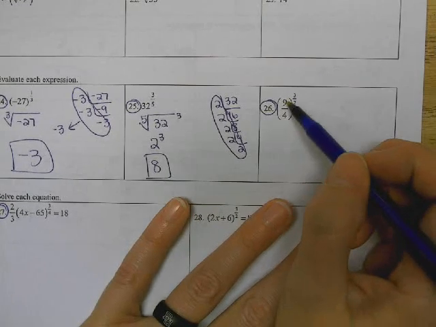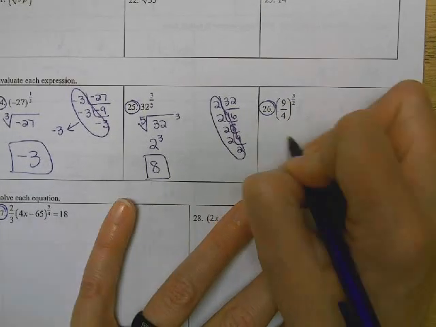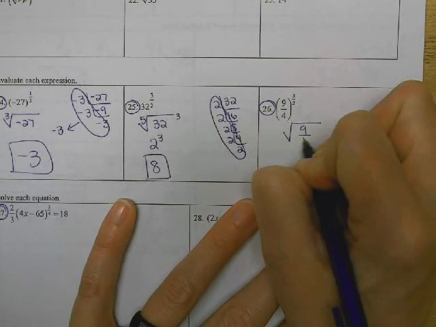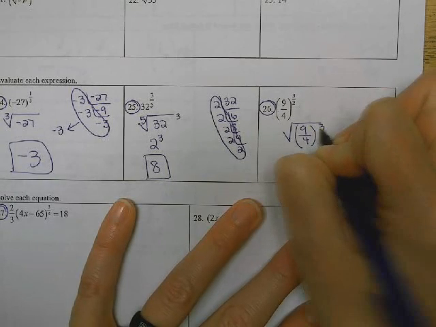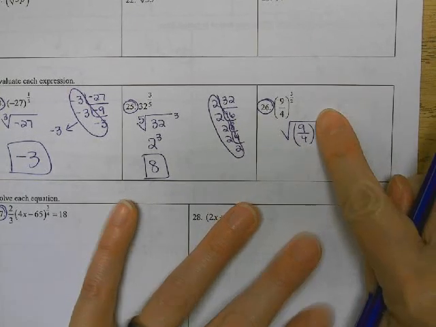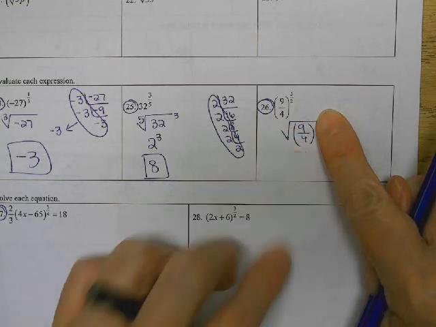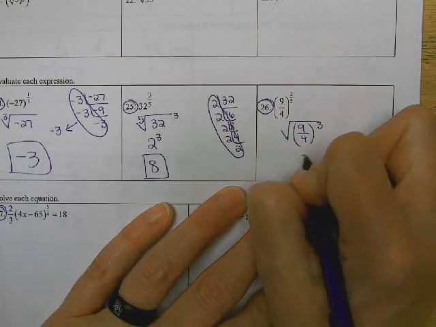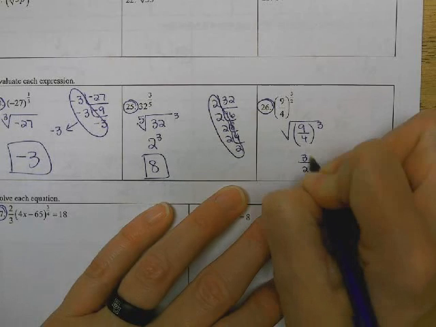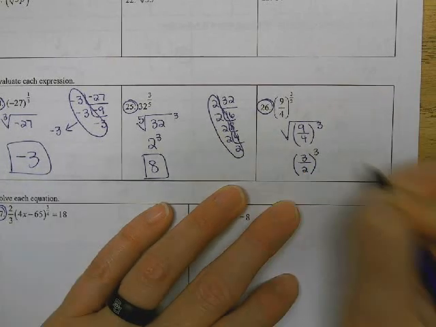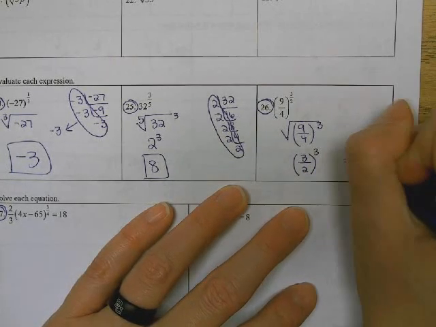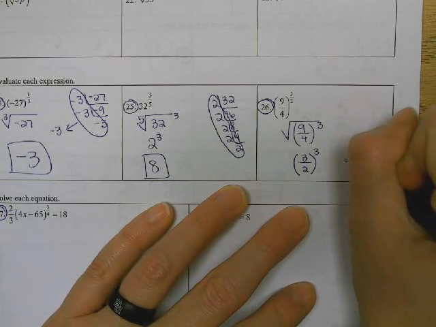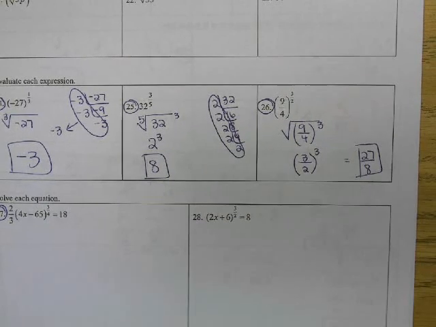Okay? On this one we have 9/4 to the 3/2. So I have the square root of 9/4 cubed. Again, I'm going to ignore that cubed and I'm going to take the square root of 9/4. So the square root of 9 is 3. The square root of 4 is 2. And that is still being cubed, which if you actually cube out gives you 27 over 8. Okay?